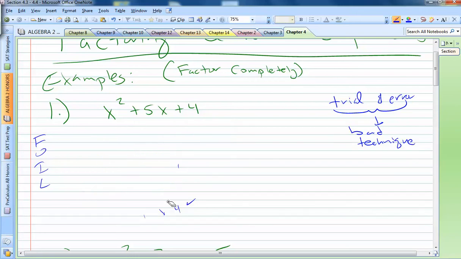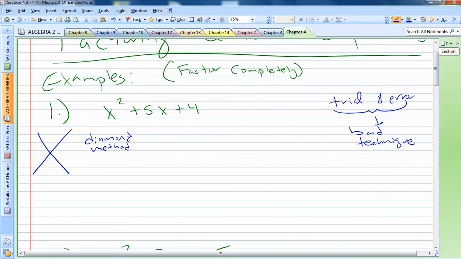What you might want to do is cross it off your notes. That's a bad technique. Instead, what I like to use is the diamond method. Some people call it the cross method, or the X factor, because you're factoring and it looks like an X. Any creative name you have, I don't really care.